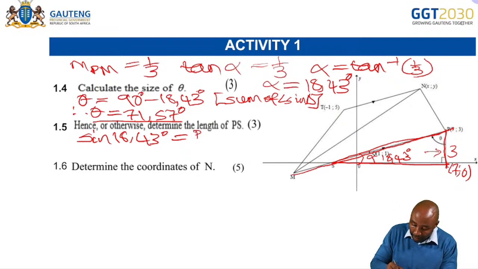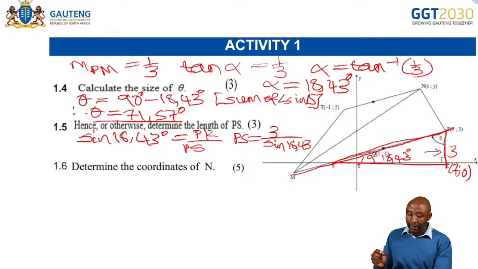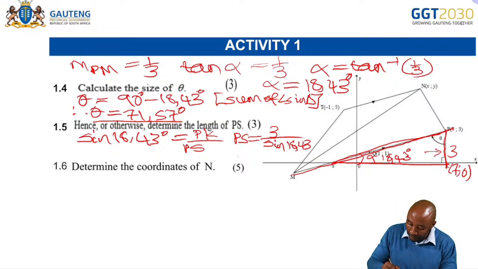It's going to be PK over my hypotenuse, which is PS, and I'm able to make PS the subject and have my PK. I'll substitute 3 over, I will divide by sine 18.43, and then I'm able to get the value of PS. Punch this on a calculator and we should get 9.49 units.